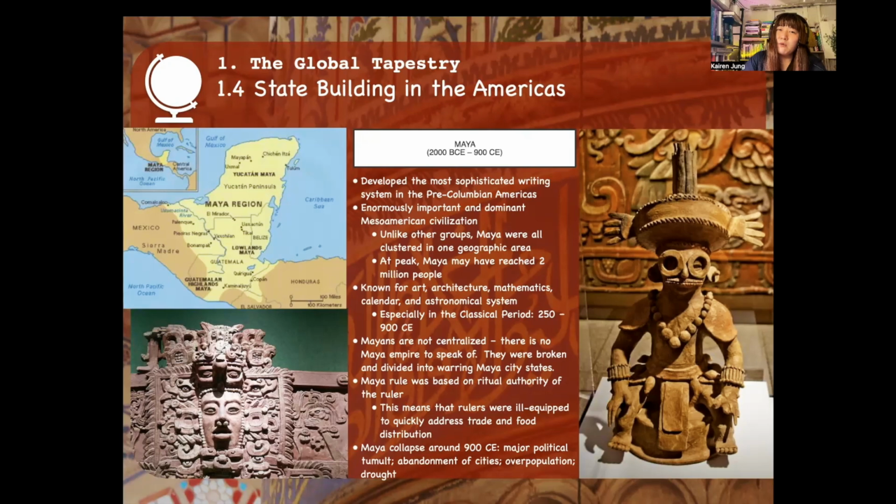The Maya developed the most sophisticated writing system in the pre-Columbian Americas. They were an enormously important and dominant Mesoamerican civilization, and they were clustered in one geographic area. They lasted a very long time, very stable for a very long period of time. And at their peak, Maya may have reached 2 million people. And the Maya had this regional base. They were not an expansionist empire. The Maya were known for their art, their architecture, their mathematics, their calendar, and their very complex astronomical system.